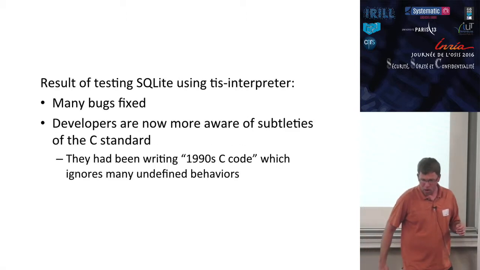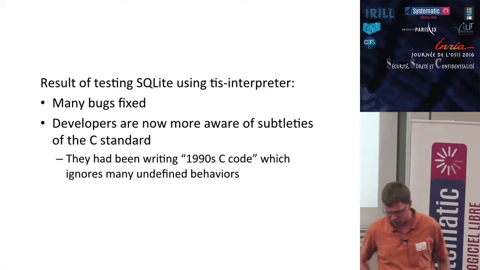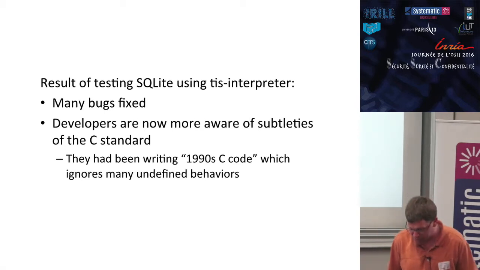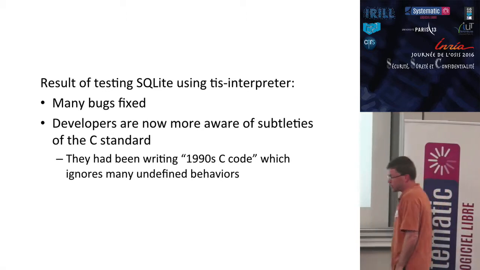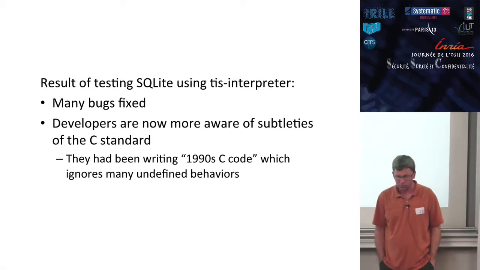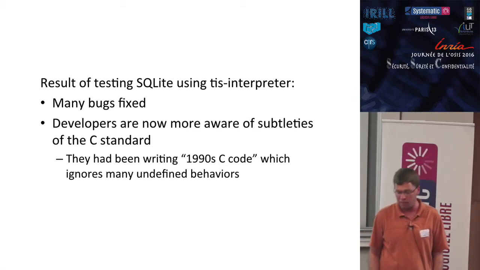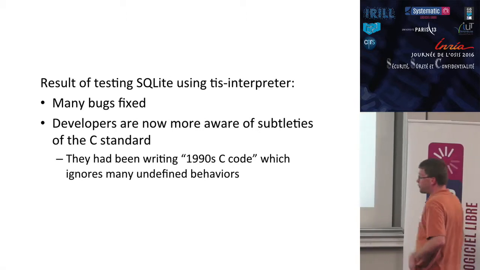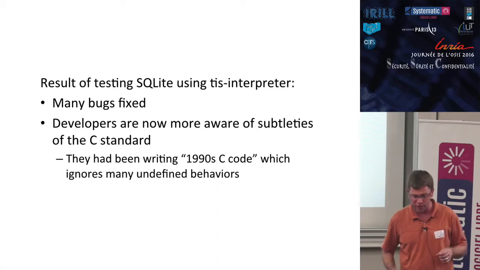Overall, we reported a bunch of bugs. I didn't keep exact score, but dozens of bugs were reported to the SQLite developer based on this work, and the developer fixed all of them that I reported because he really believes strongly in keeping a high-quality code base. Moreover, the main developer and his colleagues are hopefully more aware of some of these subtleties of the C standard.